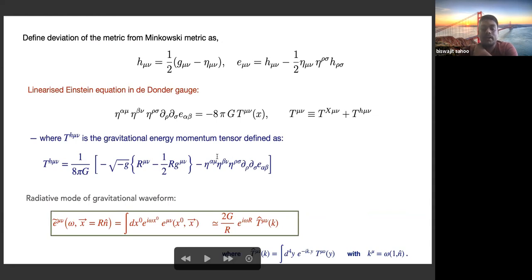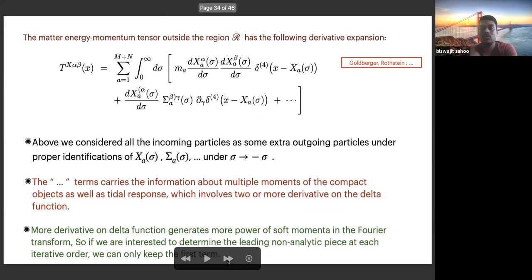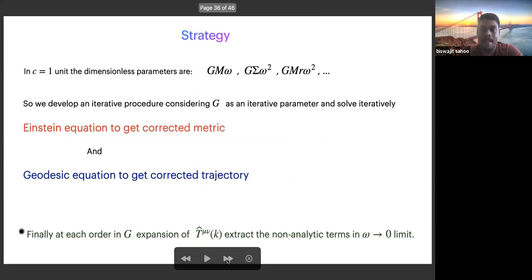And then if you try to determine the time Fourier transform of this waveform in the small omega limit, it turns out that this can be related to the full Fourier transform of the energy momentum tensor times 2G upon r. So the goal will be to determine the Fourier transform of the energy momentum tensor in small omega expansion, and that will determine the E tilde mu nu.